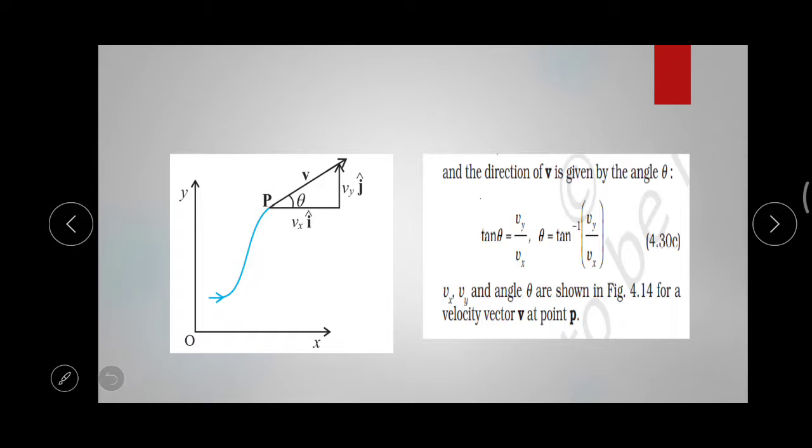Here the xy graph is given, showing the positions of a motion in a plane. For finding the direction of the instantaneous velocity at a particular point on the curve, you have to just draw a tangent to the curve at that particular point.